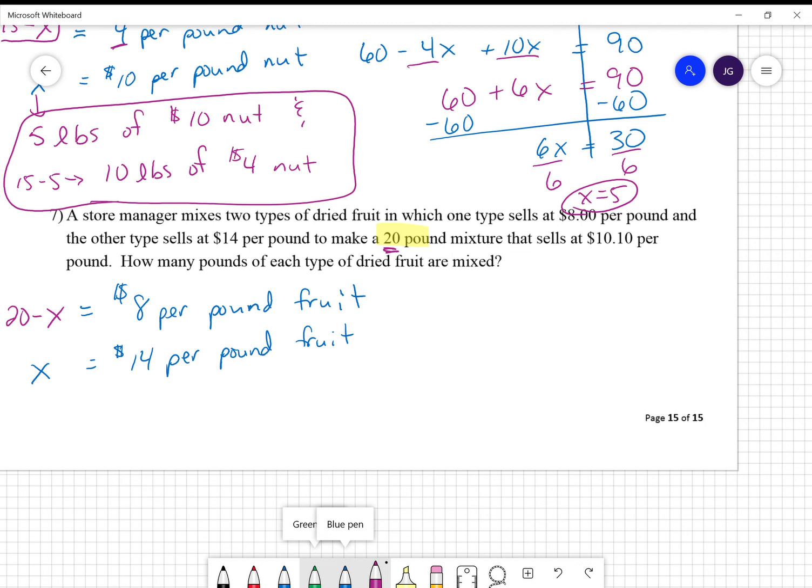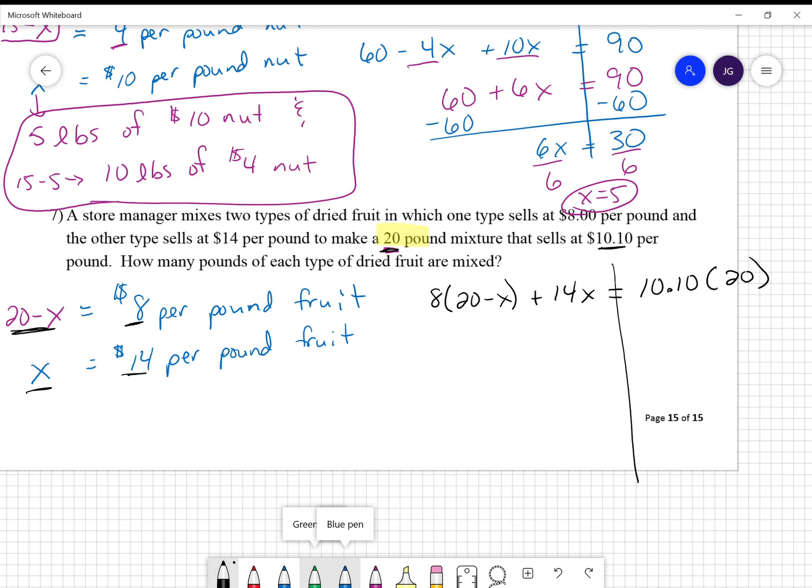My equation is going to be the dollar amount times the size. So $8 times 20 minus X plus $14 times X is equal to $10.10 times 20. My first step is going to be to distribute on the left and to do the multiplication on the right. 160 minus 8x plus 14x equals 202.